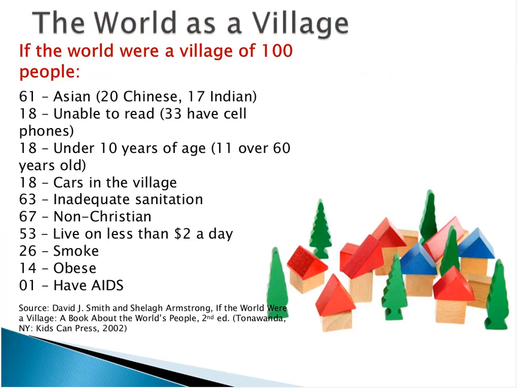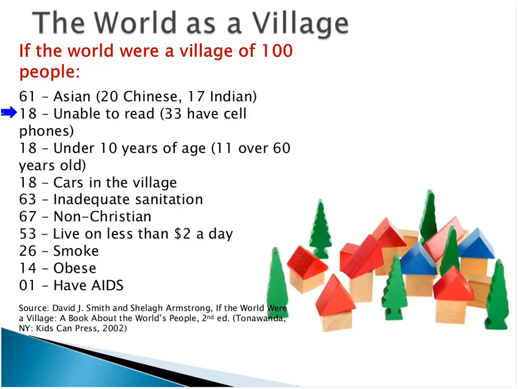And there is a good statistic by Kotler and Armstrong. They suppose the world is a village of 100 people. If we take this, from 100 people, 61 will be Asian. If you consider the world as just 100 people, 20 of them will be Chinese and 17 will be Indian. Let the world be a village of 100 people: 61 people will be Asian, including 20 Chinese and 17 Indian. 18 people are unable to read.